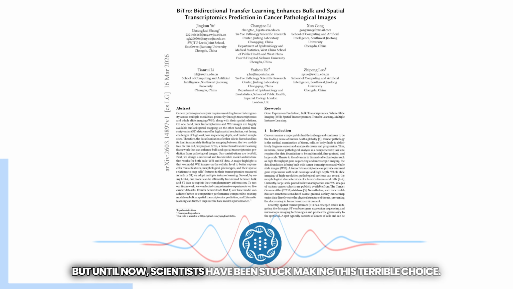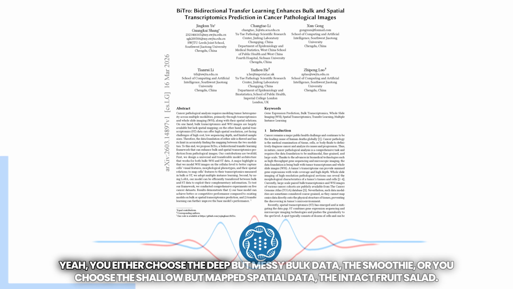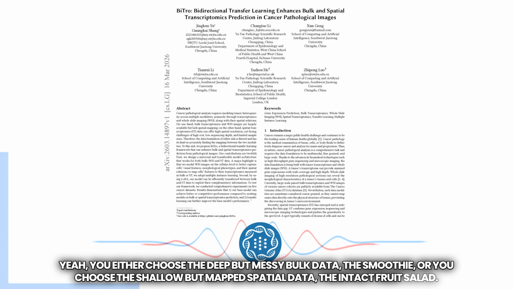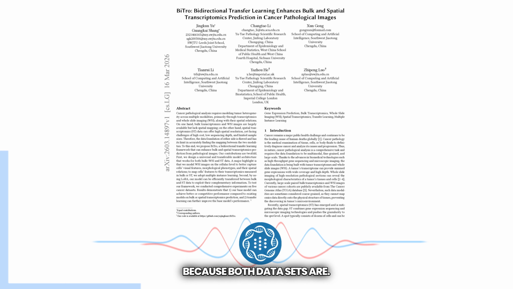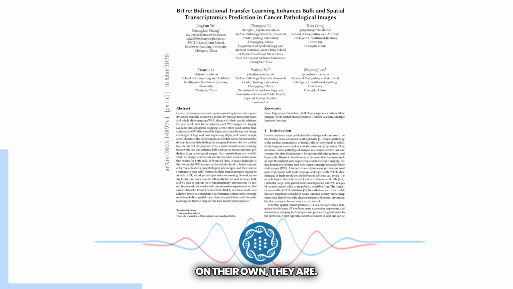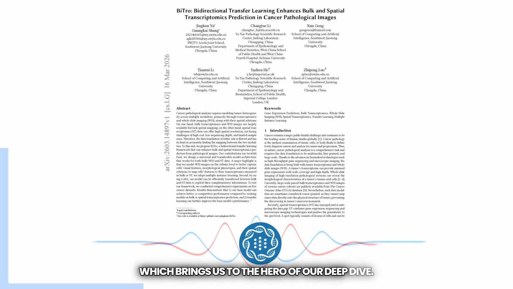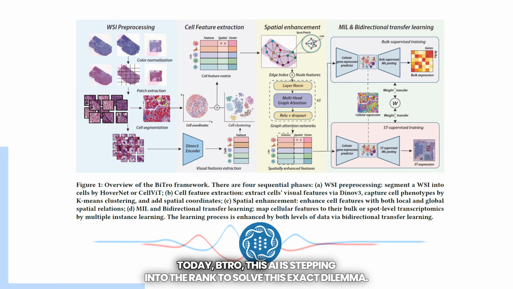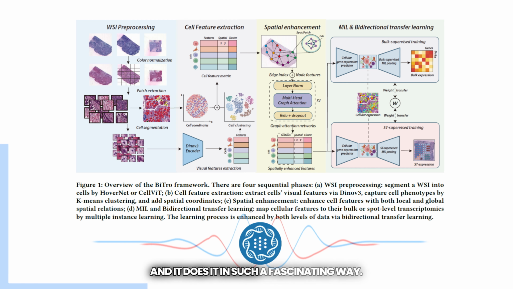But until now, scientists have been stuck making this terrible choice. You either choose the deep but messy bulk data, the smoothie, or you choose the shallow but mapped spatial data, the intact fruit salad. Because both data sets are fundamentally flawed on their own. They are. Which brings us to the hero of our deep dive today, BiTro. This AI is stepping into the ring to solve this exact dilemma. And it does it in such a fascinating way.